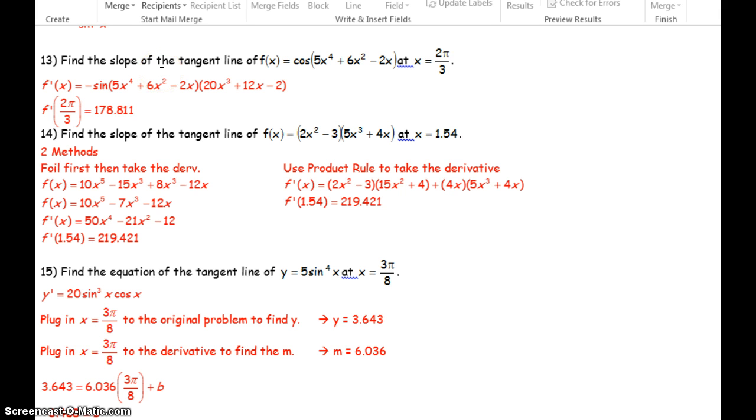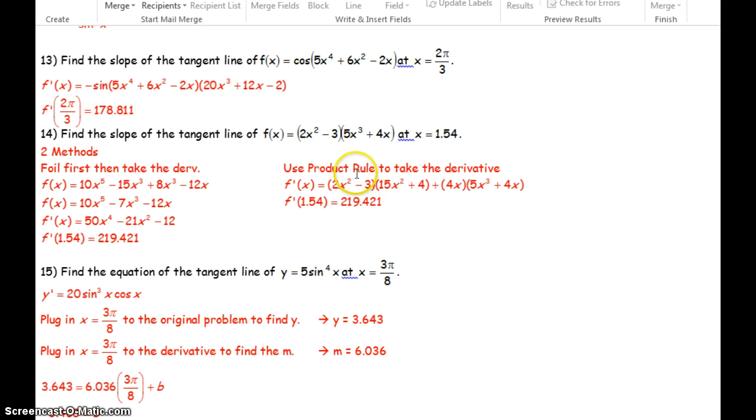14, same idea. Find the slope of the tangent line. Find my slope, find your derivative. We're going to take the derivative here. When you go through and do this, there's 2 ways to do it. You can FOIL it first. If you FOIL it first, it just makes it easier because then you can do power rule. So that's the step. You FOIL it, you simplify, take your derivative, and you end up with the 50x to the 4th minus 21x squared minus 12.